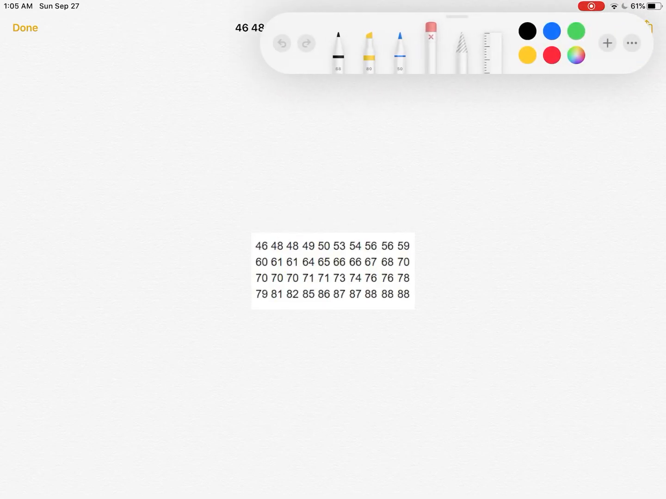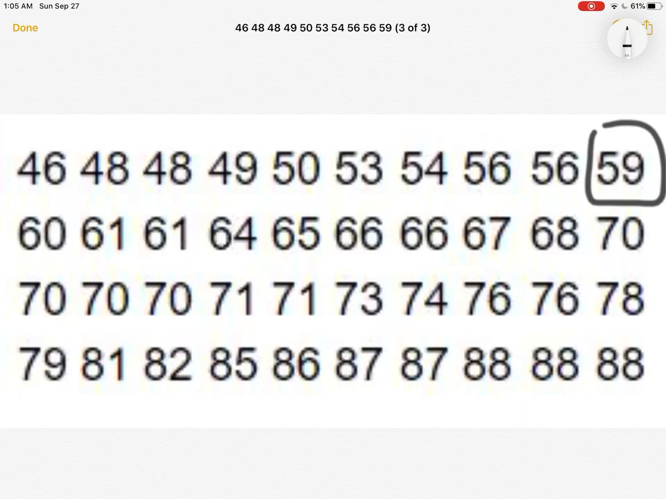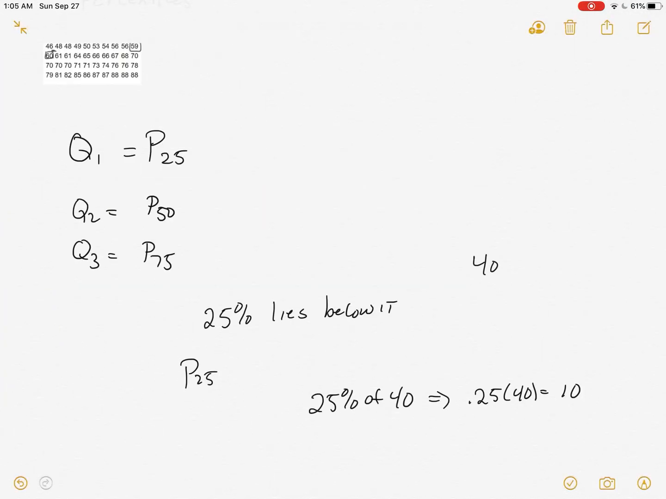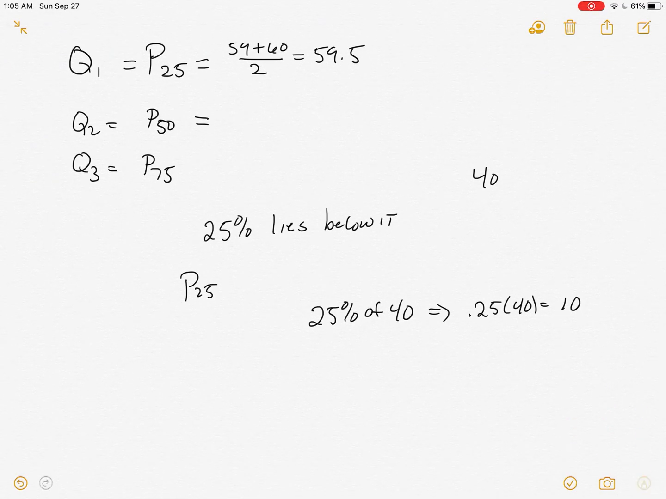59 is the 10th value. Now the problem with taking the 10th value is that it has 9 values below it. When it works out to be a nice number like 10, we're going to average the 10th and the 11th value. It's going to be right in the middle of those. So what's right in the middle between the 10th and the 11th value? Well, 59 is the 10th value, 60 is the 11th value, divided by 2, you're going to get a nice 59.5.